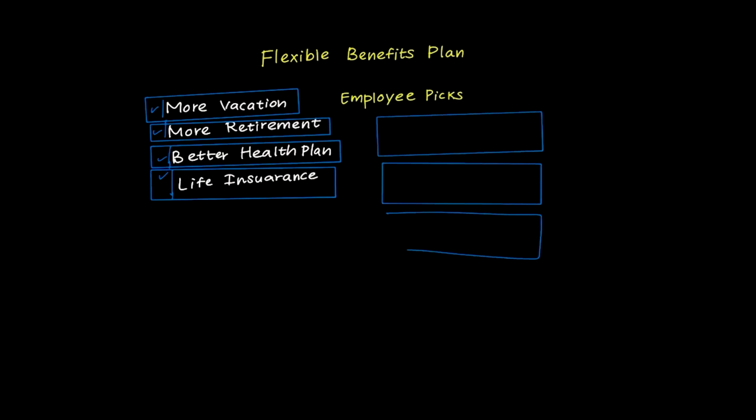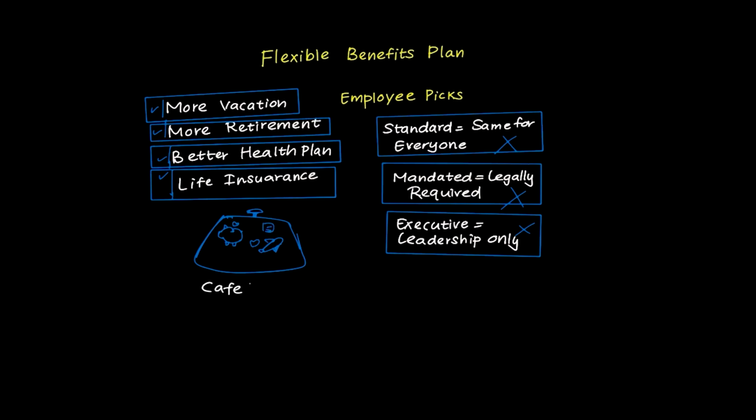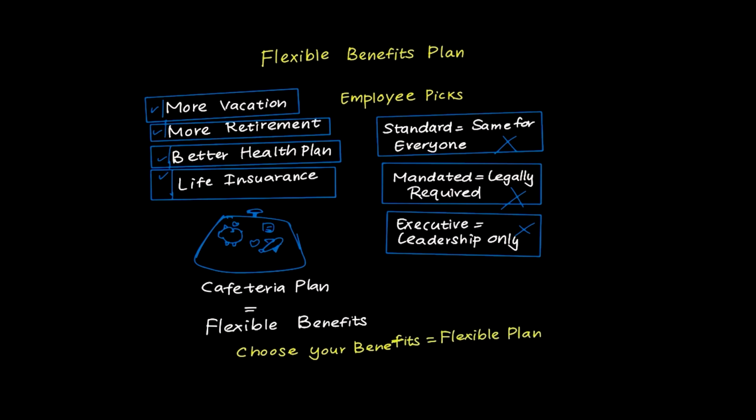Standard benefits give everyone the same thing, no customization. Mandated benefits are legally required, no choice involved. Executive compensation is for leadership only. Flexible benefits, sometimes called cafeteria plans, put choices in employees' hands. Here's a WGU D351 OA exam tip for you. Employee choice, personalized benefits, or select from options means flexible benefits plan. Quick recall hook. Choose your benefits = flexible plan.